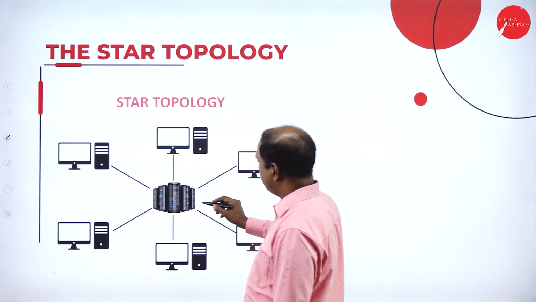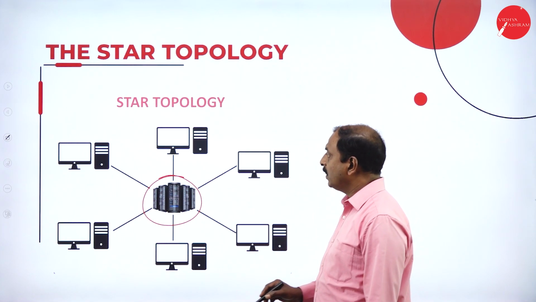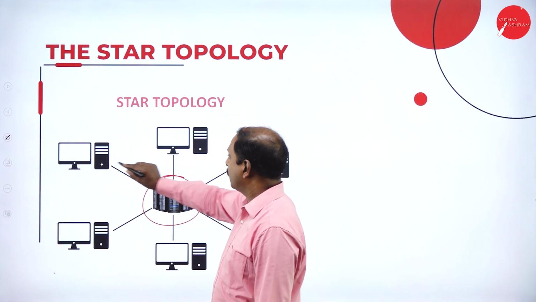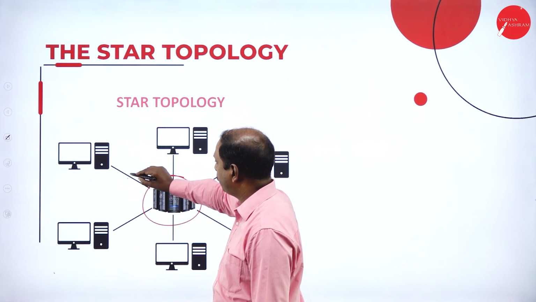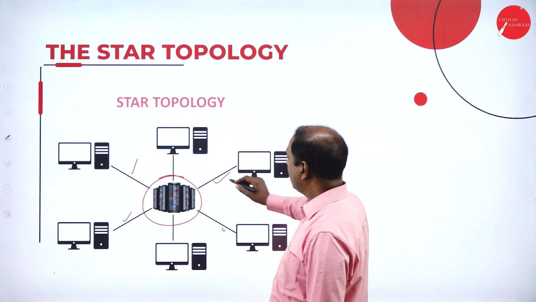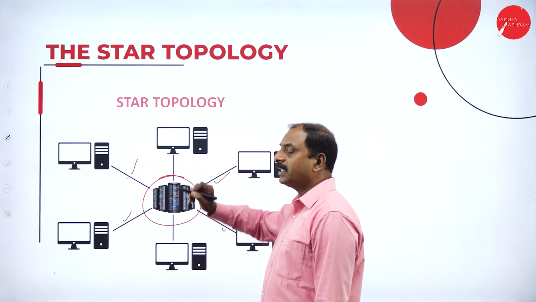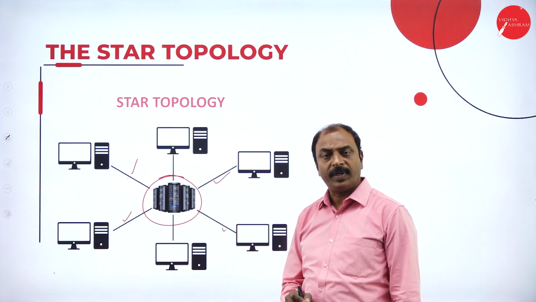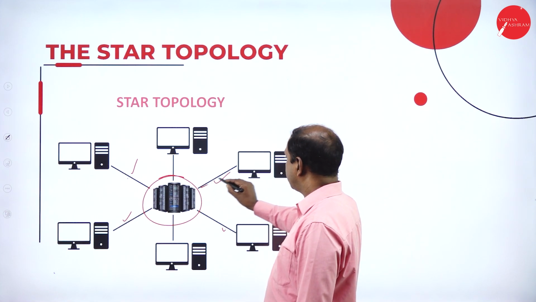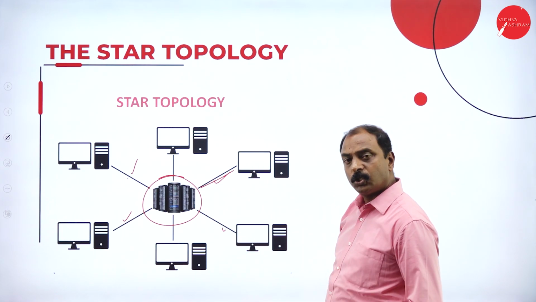In this one, this is one central node, and to this all other computers are connected by a separate or individual path. This is a separate path, this is another path, and another path, and another path. So here all the different computers or devices are connected to a central device. It forms a star topology, and here each is a single separate individual path. That is the definition of star topology.